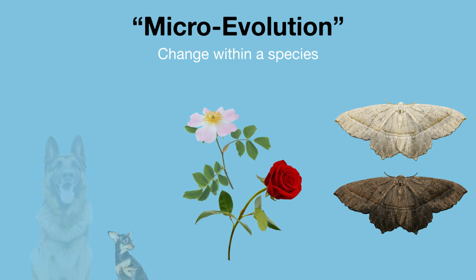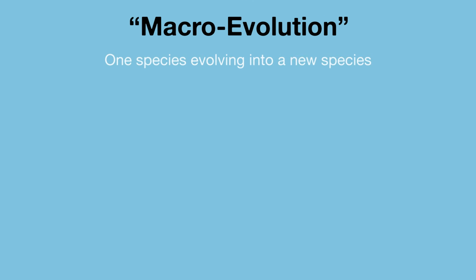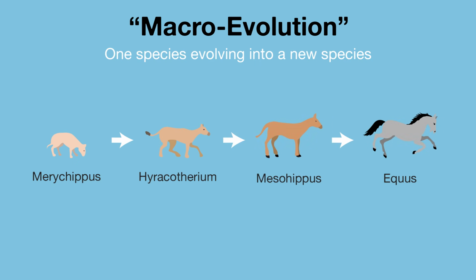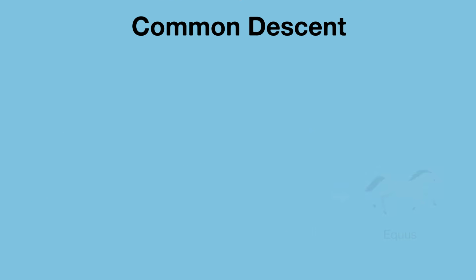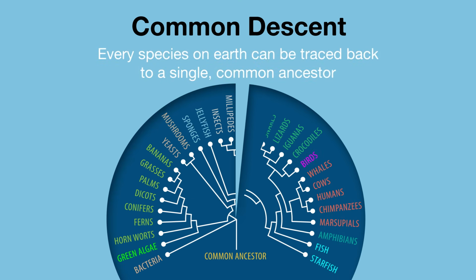What I'm talking about is what creationists call macroevolution, which is when one species ends up evolving into a totally new species, something which unfortunately we cannot directly observe, because on average it takes more than 1 million years. But it's even more than just macroevolution. What I also mean when I say evolution is the theory of common descent, which is the idea that every single species on Earth can eventually be traced back to a single common ancestor.